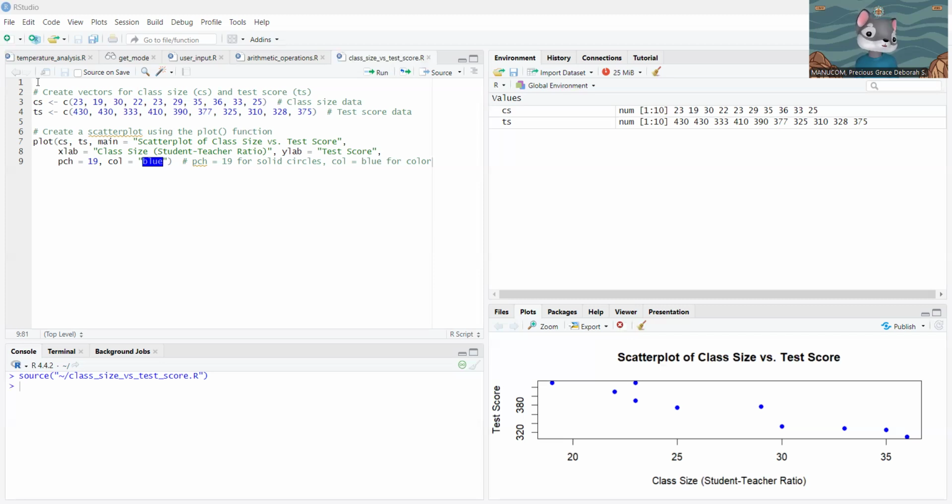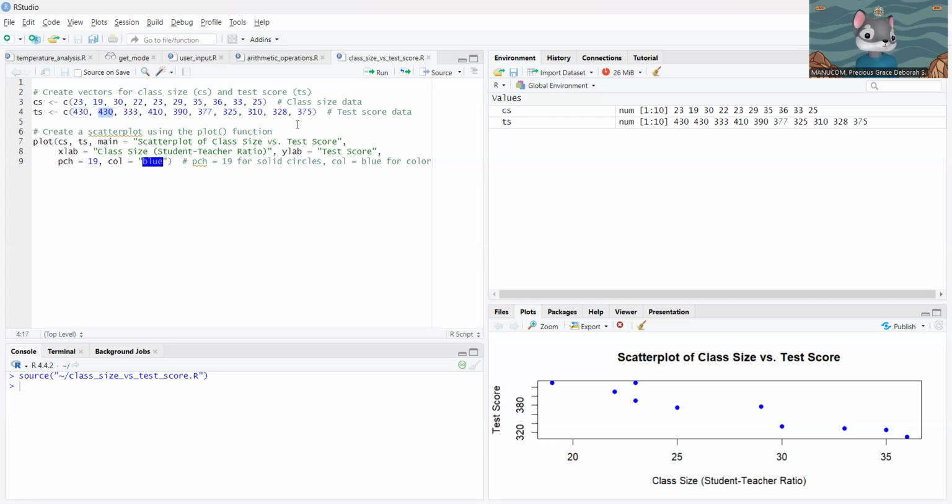As we can see, we have created the vectors for the class size and test score, which are CS and TS. They contain 23, 19, 30, 22, 33, and so on for the class size data. And for the test score data, we have 430, 430 again, 333, 410, 390, 377, and so on.